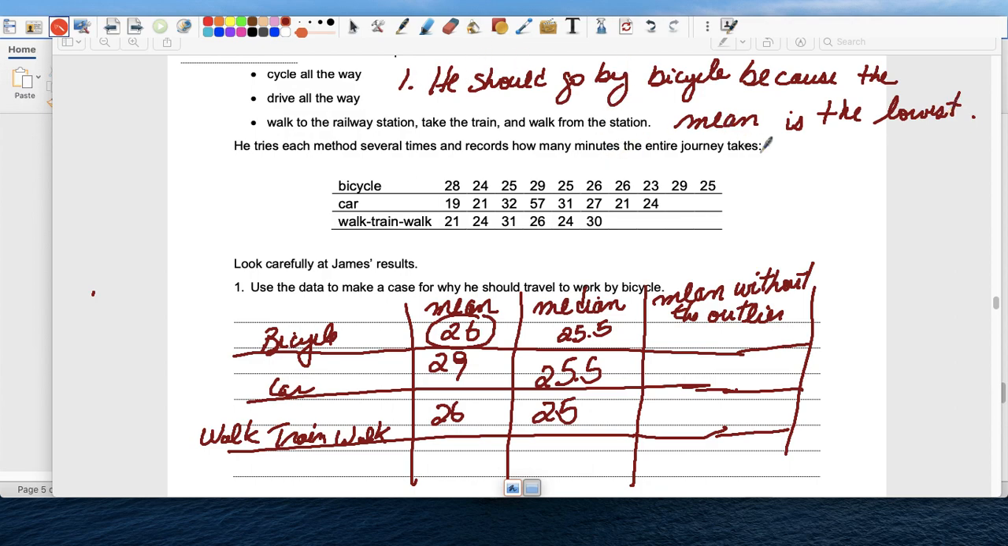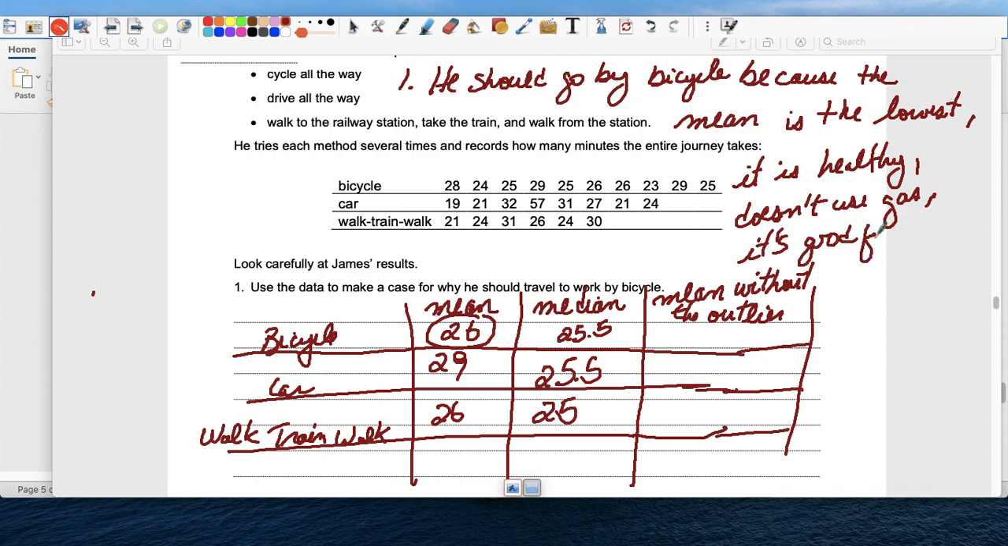And then you can also say because it's healthy, buena para la salud, doesn't use gas, right? It's good for the environment. It's bueno para la naturaleza. Yeah. And you can write other things too. Puedes escribir otras razones porque tiene que ir de bicicleta.